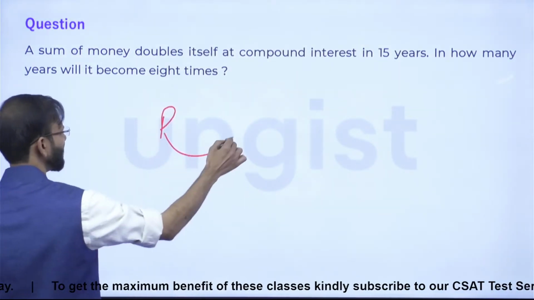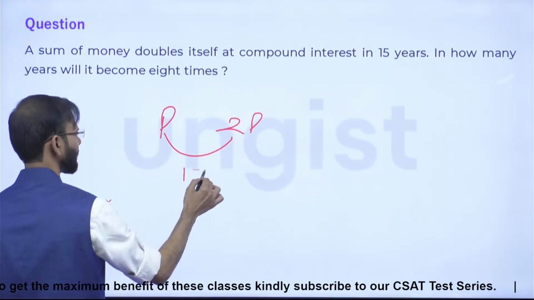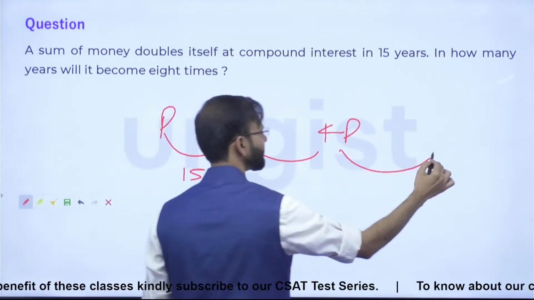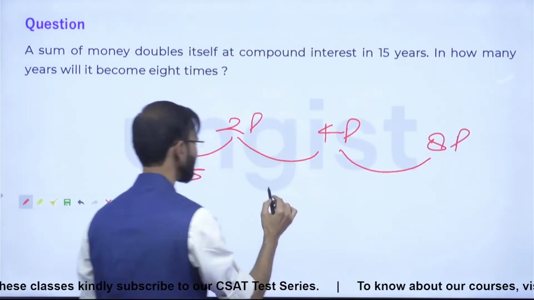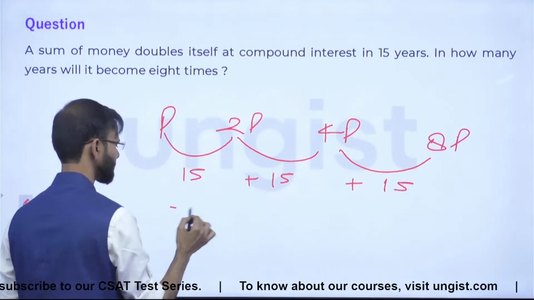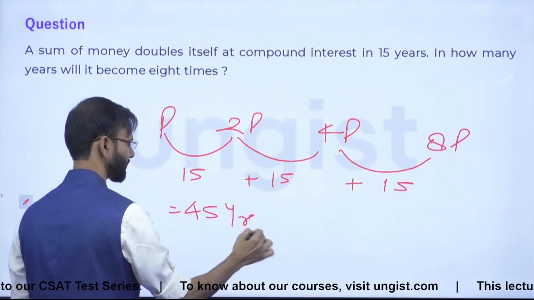P becomes 2P in what time? 15 years. So in next 15 years it will become 4P, and in next 15 years it will become 8P. Correct, guys? So 15. So the answer is 45 years.